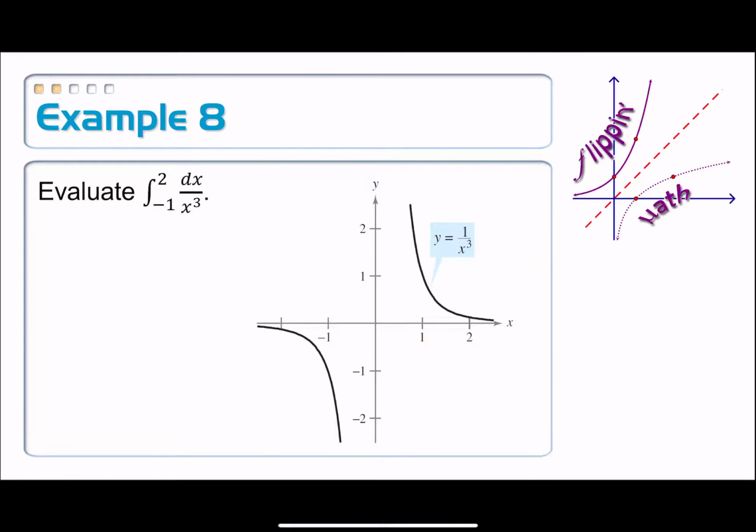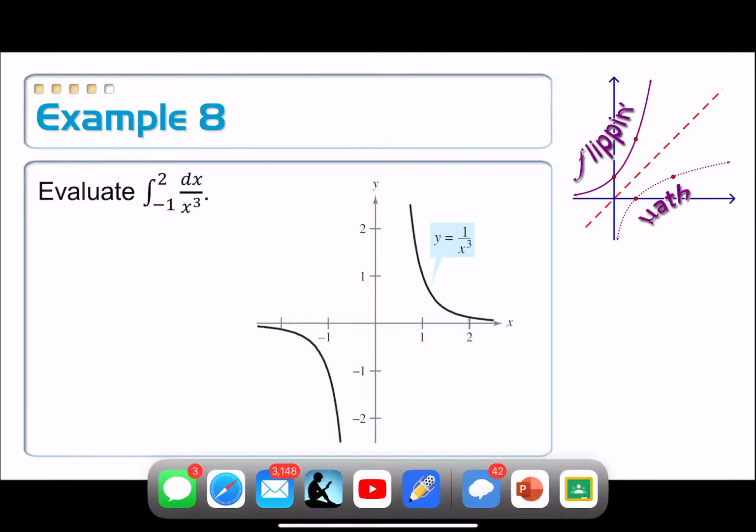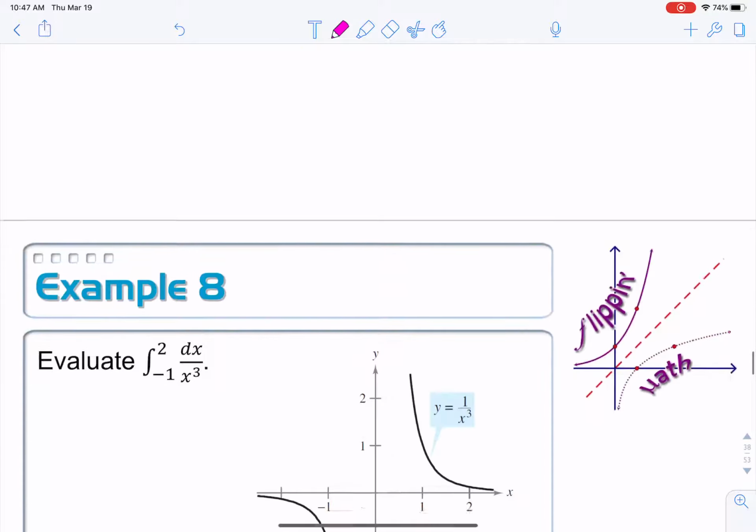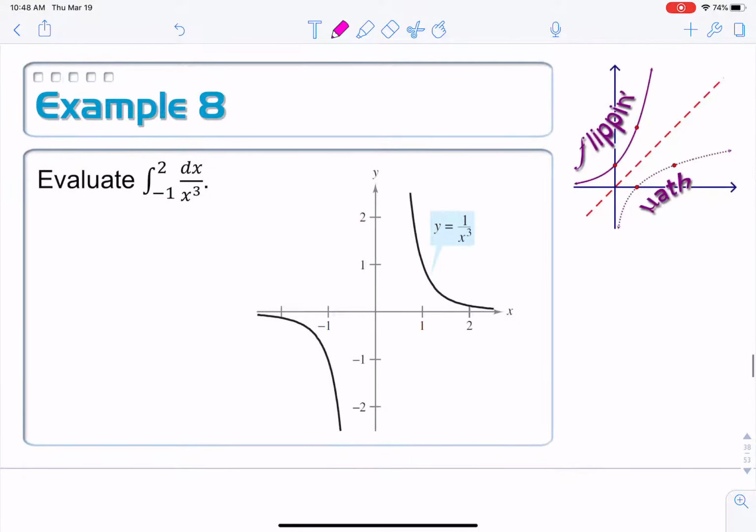It looks like this is the same exact graph, but now we're going from negative 1 to 2. How does that change this problem? I want to do some more coloring here. We're going from negative 1 to positive 2. So still this piece over here, and then we also have this piece that's over here on the left-hand side.